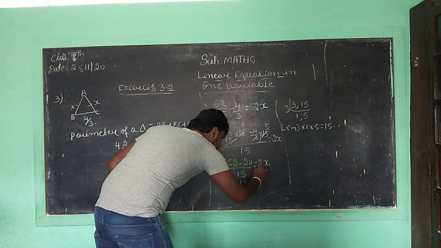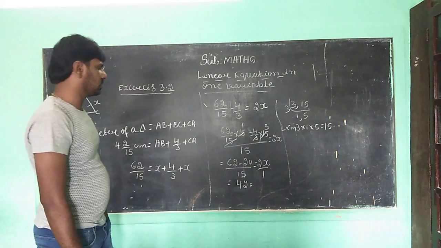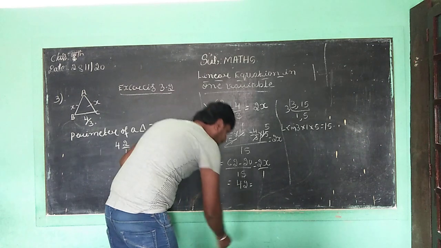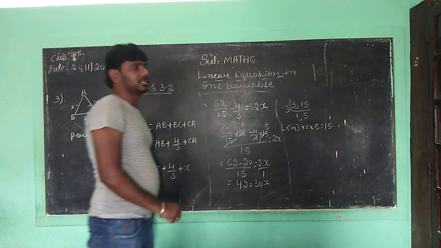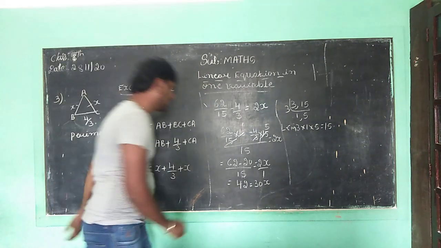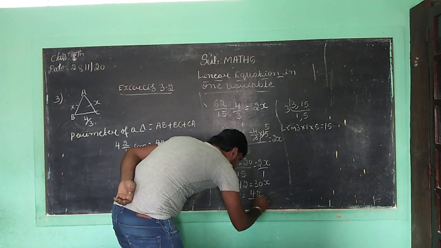Children, now we can cross multiply. 15 into 2 is how much, children? It is 30. Or we want to write this as 30x. Correct, children? Now we want to take this one: x is equal to 42 by 30.